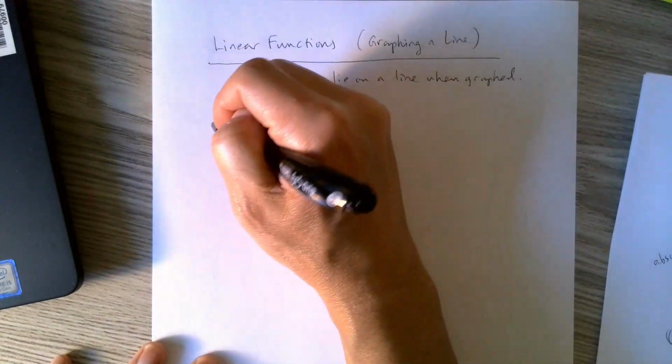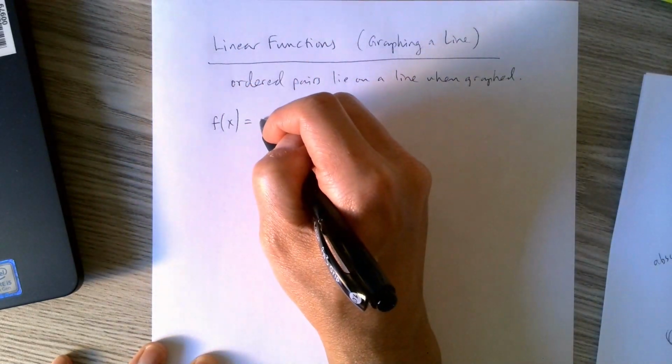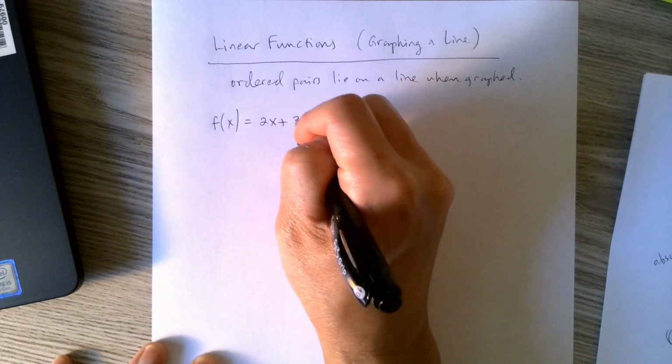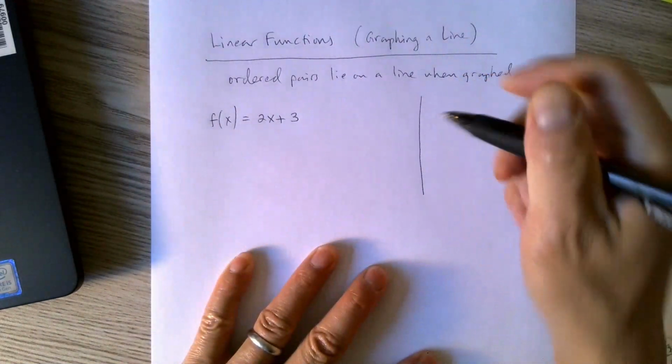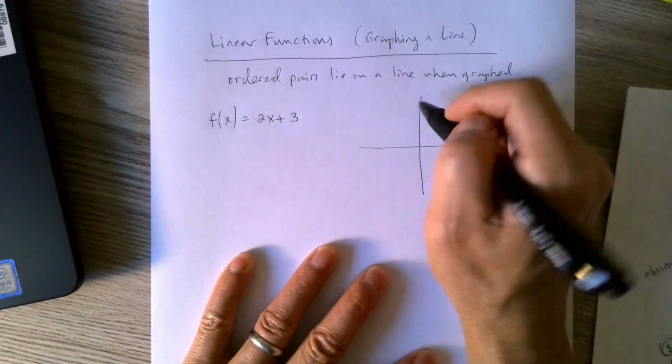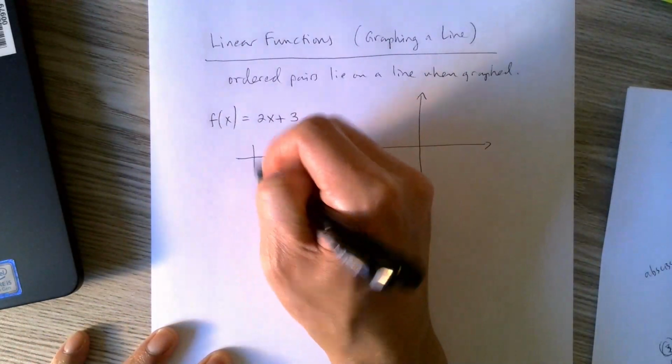So first of all, I'm going to start with just a random function that will produce a straight line. F of x is 2x plus 3. I'm going to graph it over here in a second, but first I obviously need some points.